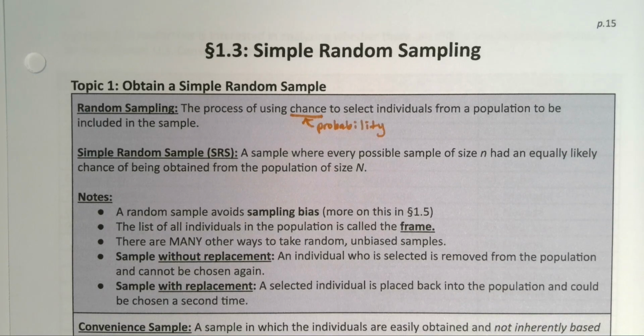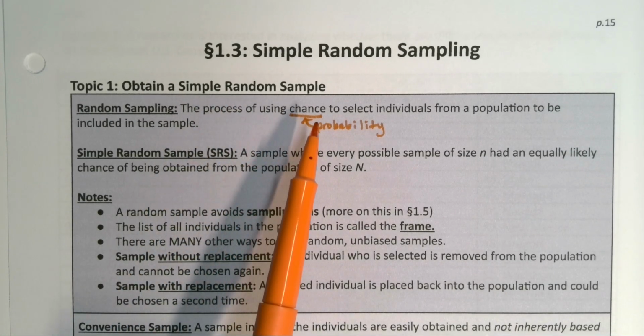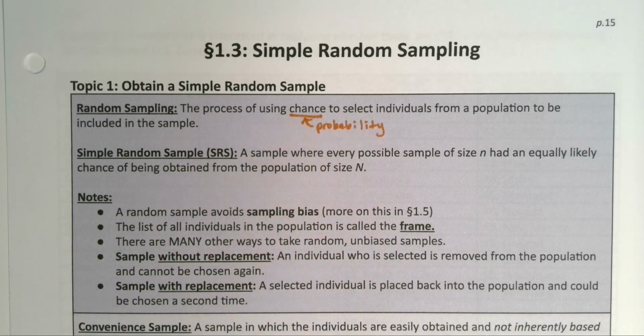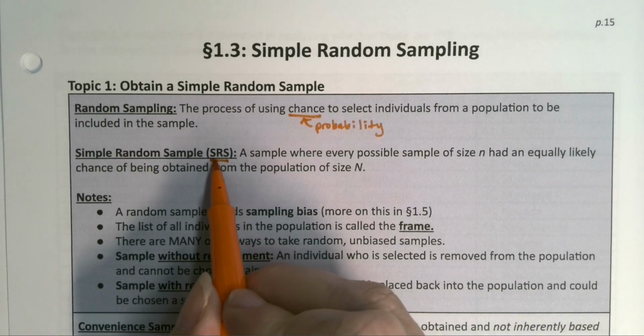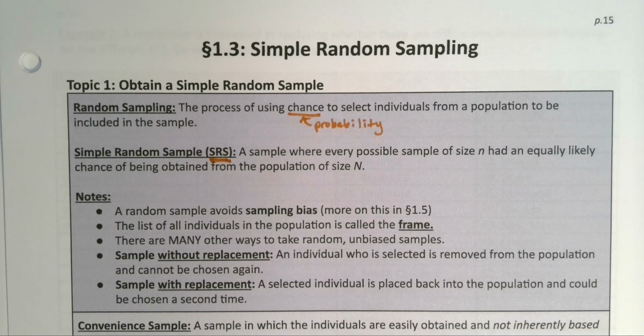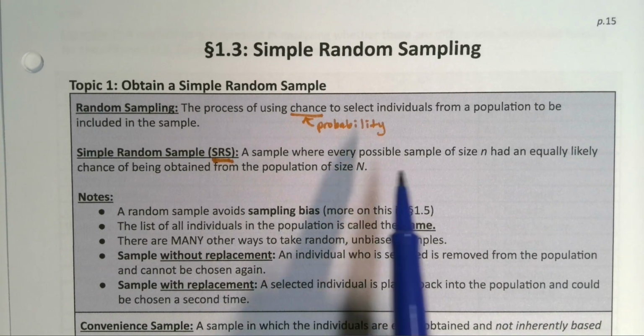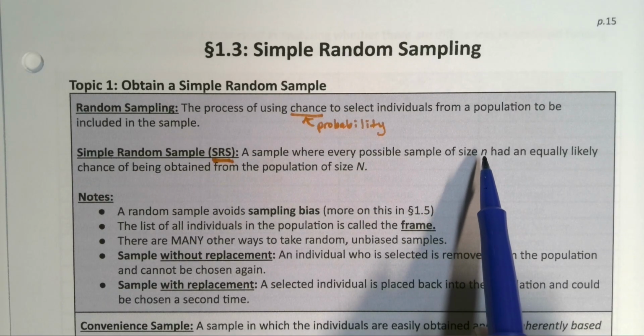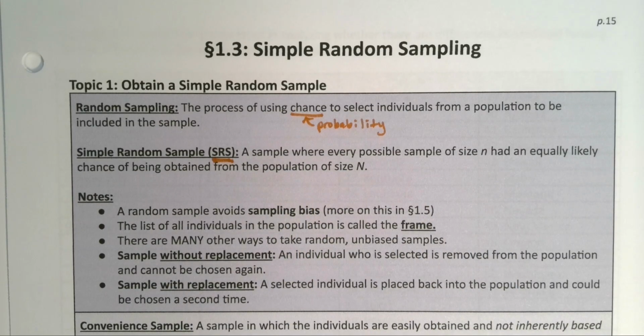Section 1.3, we want to think about what it takes to make a simple random sample. Now, random sampling in general is the process of using chance, in other words, probability, to select individuals from a population to be included in the sample. A simple random sample, which we abbreviate as SRS, is a sample where every possible sample of size n has an equally likely chance of being obtained from the population of size capital N, right? There's that lowercase n is sample size, capital N is population size that we saw a while ago.